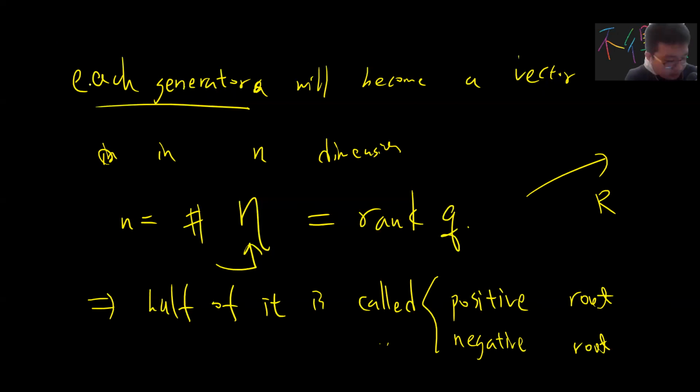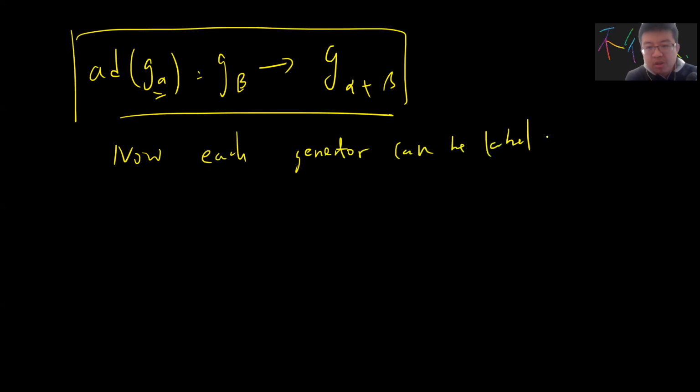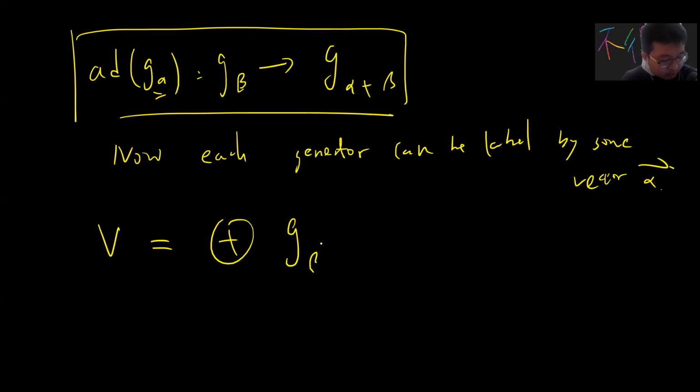And then the key formula is that you can prove that if you label each Lie algebra generator as a vector alpha, and another one beta, then you get G alpha plus beta. Now each generator can be labeled by some vector alpha, and the adjoint representation becomes the addition of the vectors. In order to make this finite dimensional, there will be a hard constraint. Suppose your representation V is a direct sum of G beta V alpha, where beta runs over the so-called negative roots. R is a set of roots.